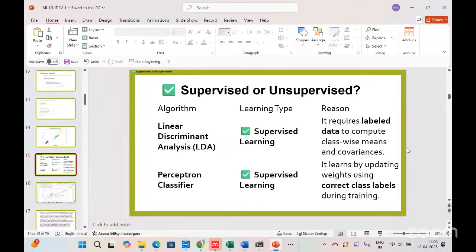It completely depends upon the calculation of covariance, means, etc. Second one, it is going to depend upon the parameters, weights. The third one, whatever the logistic difference.